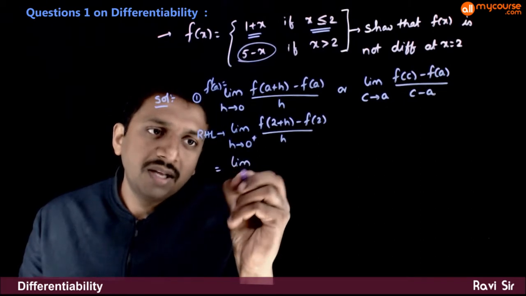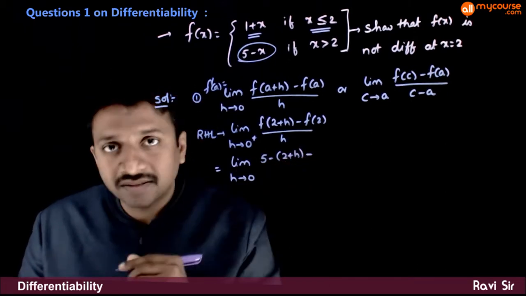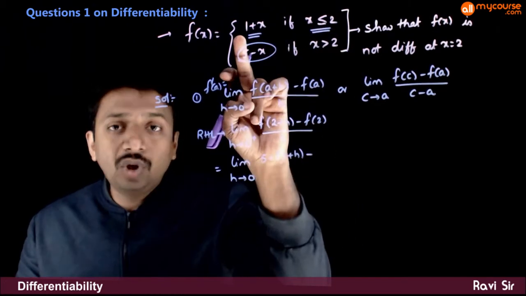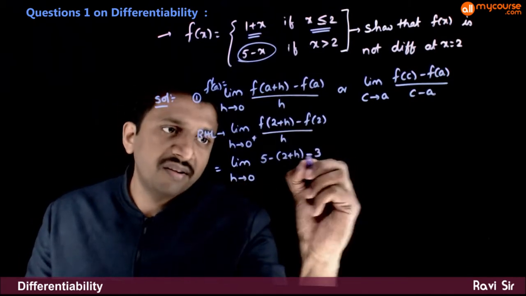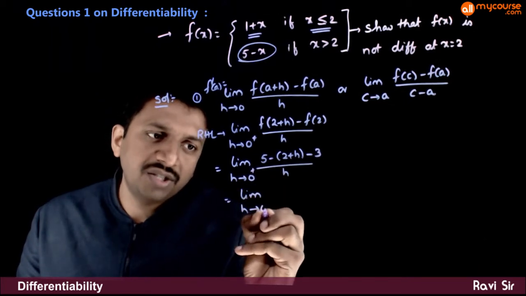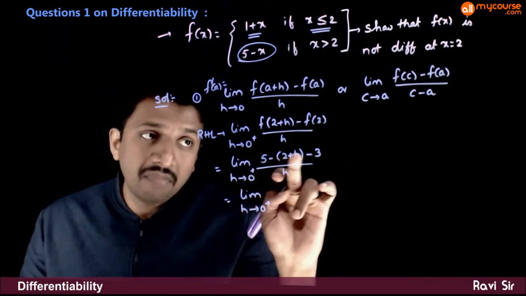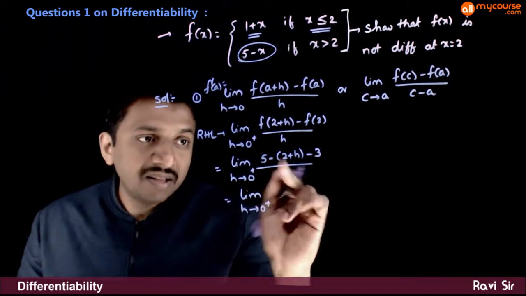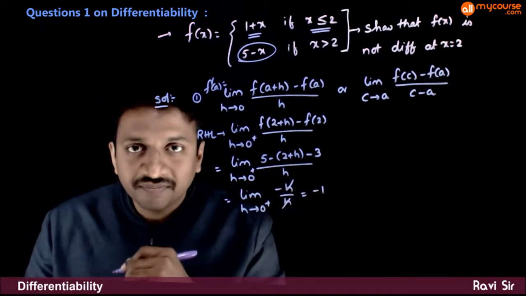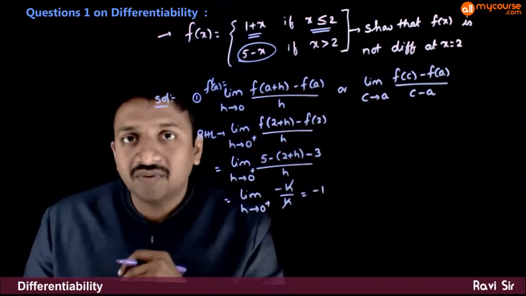So that is equal to limit h tends to 0 plus of 5 minus (2 plus h) minus f of 2, because at x equal to 2 this is the function which works, 1 plus 2 is 3, by h. That is equal to limit h tends to 0 plus of 5 minus 2 minus 3, which is 0, so minus h by h, which is equal to minus 1, because h and h get cancelled. So the right hand differentiation of f of x at x is equal to 2 is minus 1.